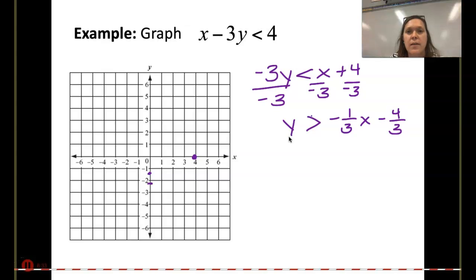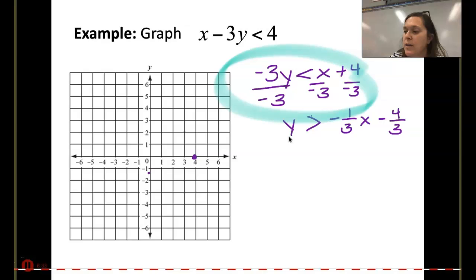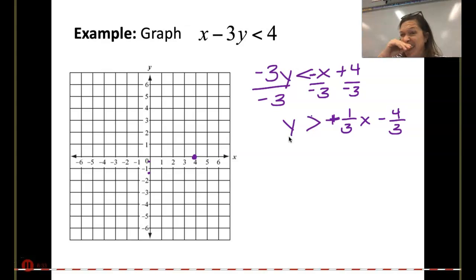Let me look. Oh, I see where my mistake is. Did anybody else notice my mistake? Right here. What happened when I moved my positive x to the right? Did it become a negative? Nope, it didn't. So that should be a negative, which would make that become a positive, which would make sense because now when I go up 1 over 3, it would put me here, and then up 1 over 3 would put me here. So this is our line.